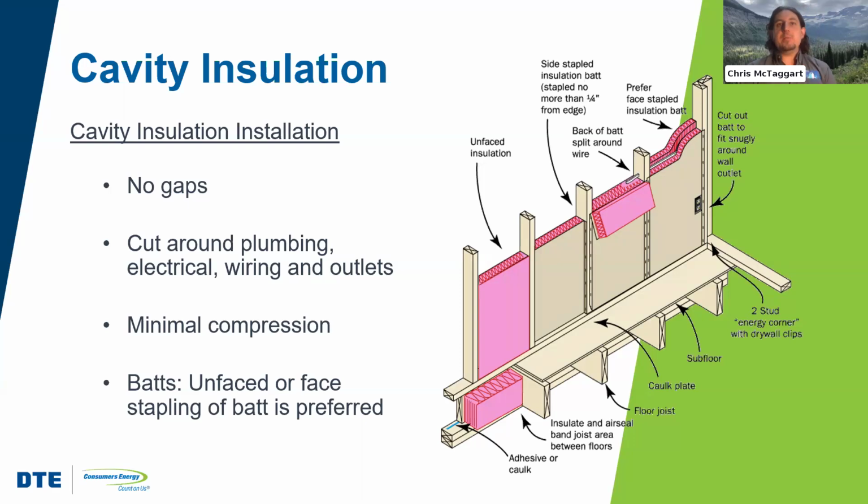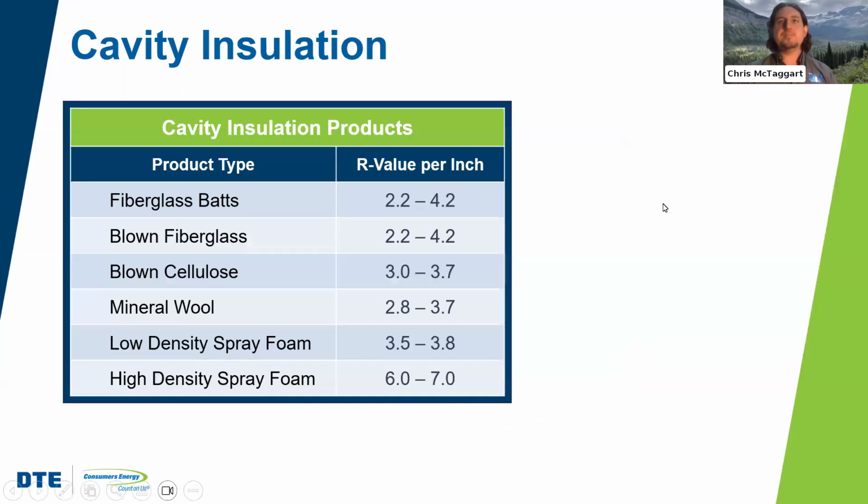You want it to be installed with minimal compression, because again, the way that insulation gets its R value, we're talking about bats in this way, is basically through being installed at the thickness that they were designed to be. If we compress them, then all of a sudden they're going to perform at a worse level of performance. For bats, you could have unfaced or faced stapling of bats. It doesn't really matter. Obviously, if you do faced bats, then stapling on the sides would be a good thing, basically so that we maintain the insulation in substantial contact with the drywall once it's installed.